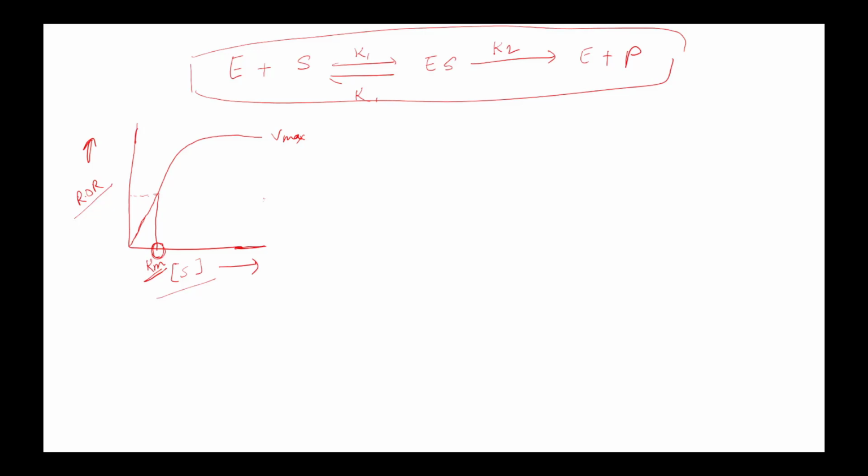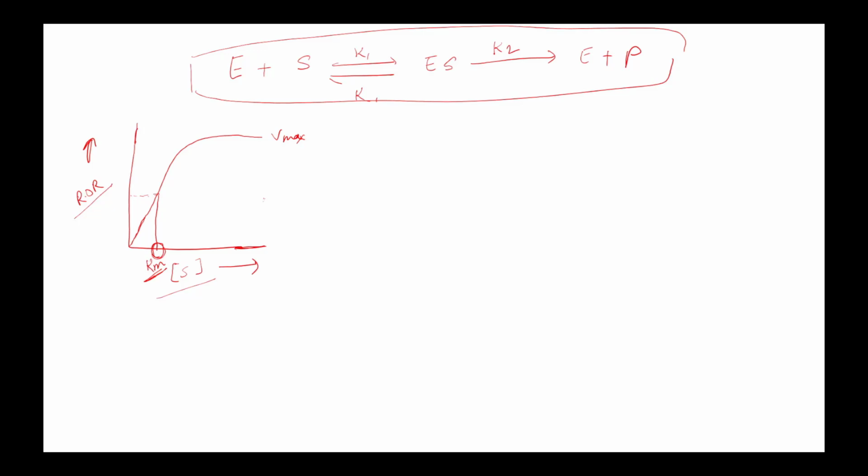If affinity is higher, they form the complex very readily, and the rate of reaction increases at a higher pace. And if the Km is high, the affinity is low, and the reaction takes more time compared to the normal reaction. So Km denotes the affinity of the enzyme and substrate towards each other.